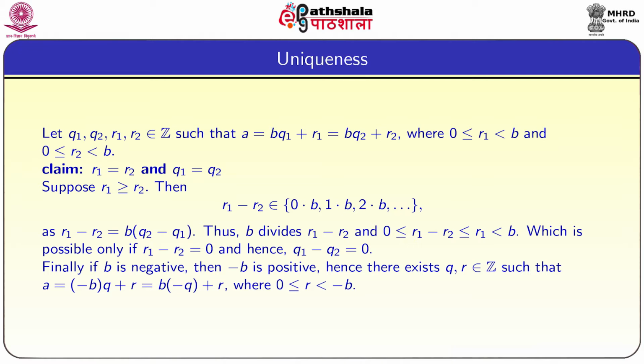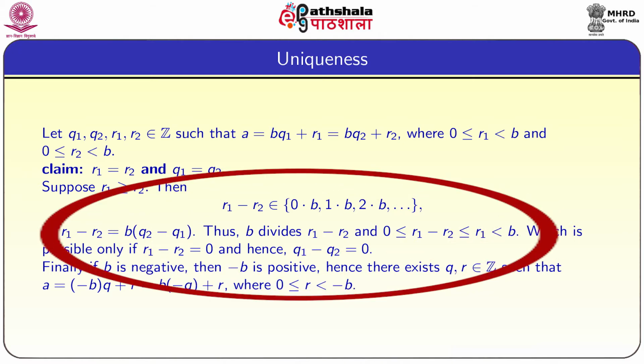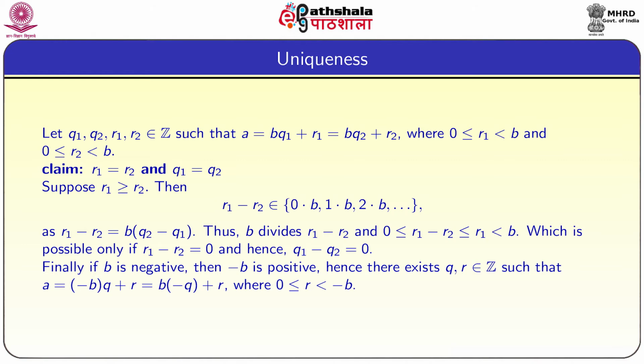So, we will assume that r1 is greater than or equal to r2. Then from the equations a is equal to bq1 plus r1 and bq2 plus r2, r1 minus r2 becomes a multiple of b, that is r1 minus r2 is equal to b into q2 minus q1. So, r1 minus r2 belongs to 0 into b, 1 into b, 2 into b and so on. Thus, b divides r1 minus r2, and 0 is less than or equal to r1 minus r2 is less than or equal to r1, which is less than b, which is possible only if r1 minus r2 equal to 0. Hence, we also get q1 minus q2 equal to 0.